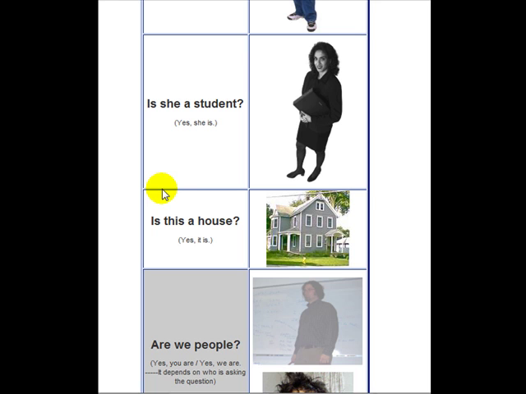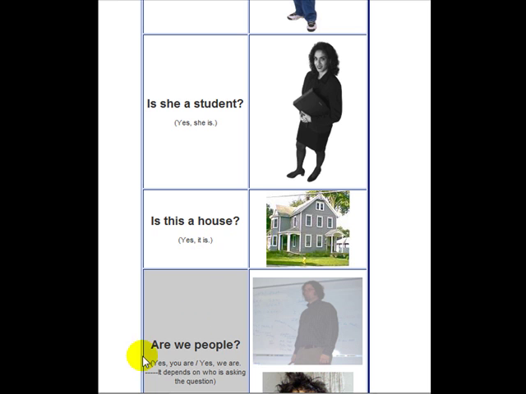This question is about an object, he, she, and it. Is this a house? Okay, you could say, is it a house? That would be another way of saying that. Here we're using the word this, is this a house? Is it a house? And the answer is, yes, it is.